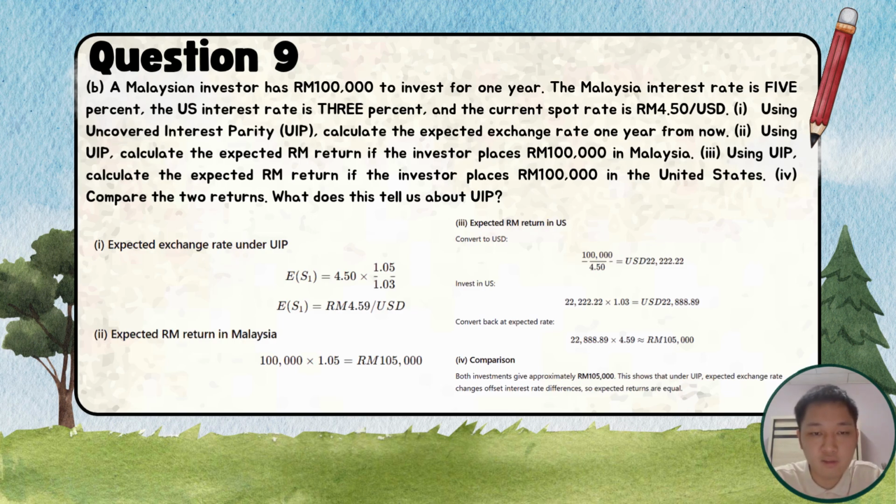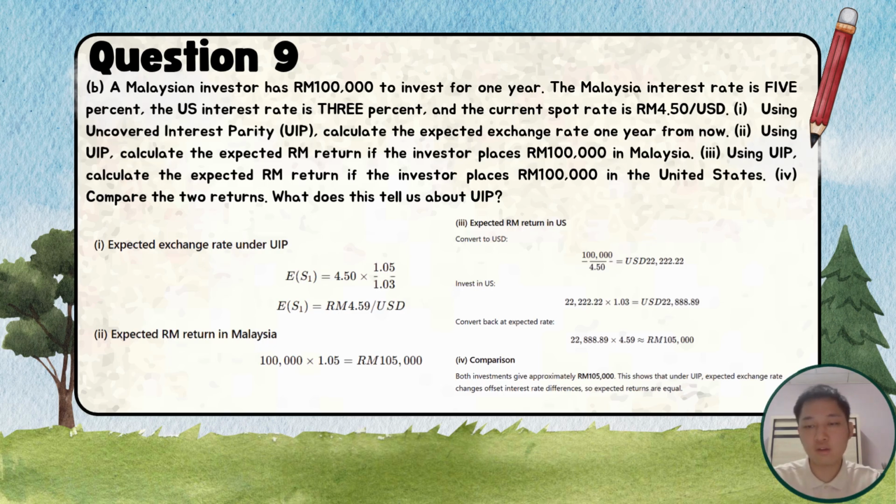Second, I calculate the expected ringgit return if the investor invests in Malaysia. RM 100,000 multiplied by 1.05 equals RM 105,000. Third, I calculate the expected RM return if the investor invests in the US.